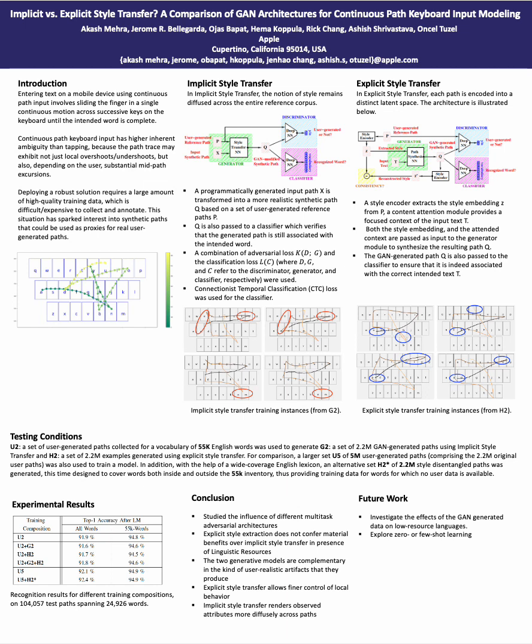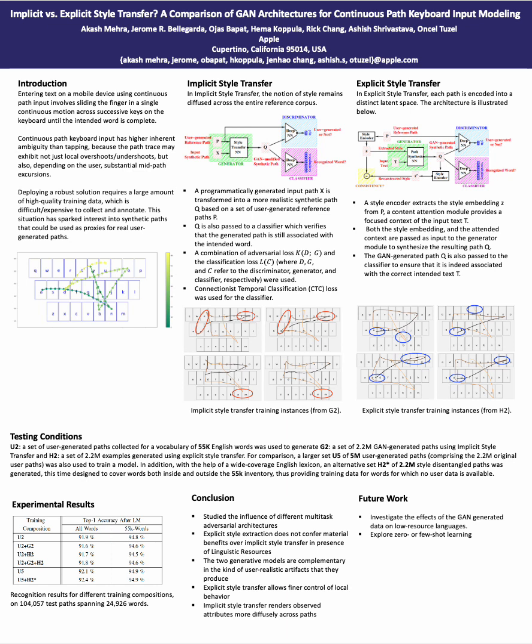In explicit style transfer, each path is encoded into distinct latent space. The architecture is illustrated in the third panel. A style encoder extracts a style embedding Z from P. A content attention module provides a focus context of input text D.